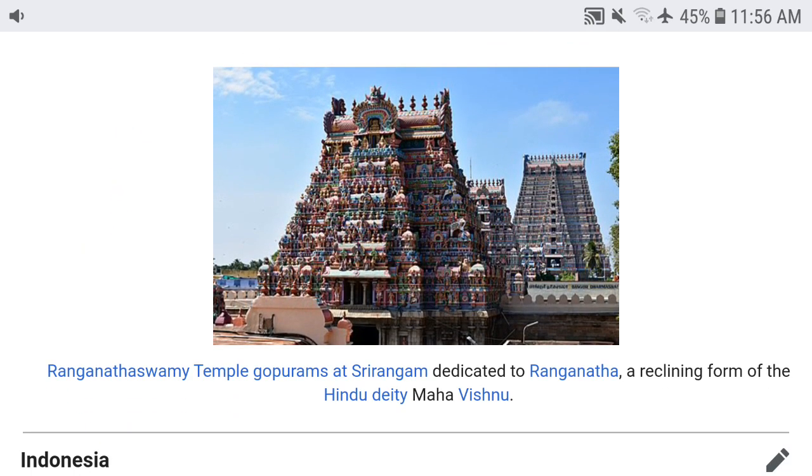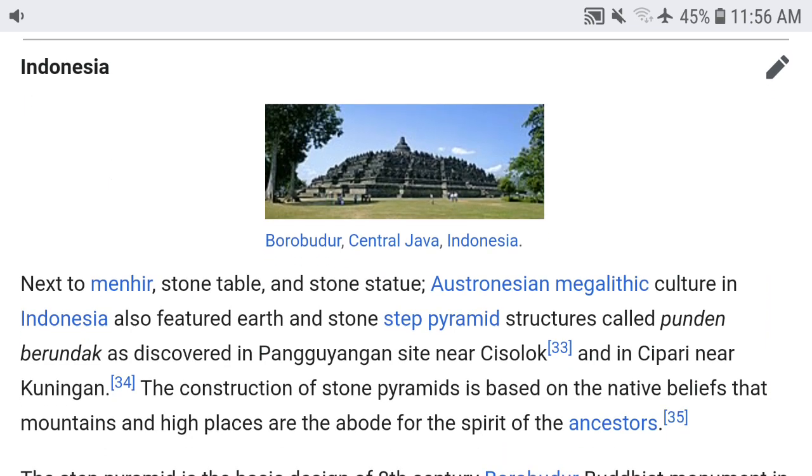And then this one as well, another one. This one looks colorful though, honestly. Okay, Hindu deity Mahavishnu. Okay, Indonesia. Okay, Borobudur, Central Java, Indonesia. Okay, so this one is for Buddhism, I think.